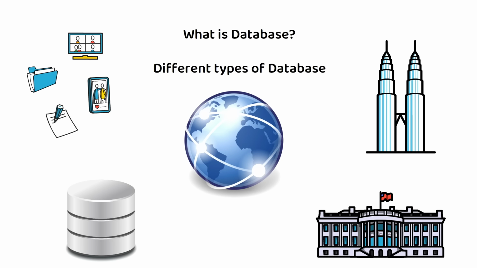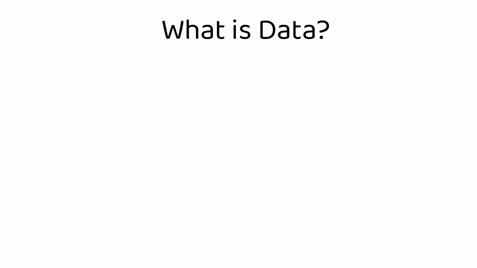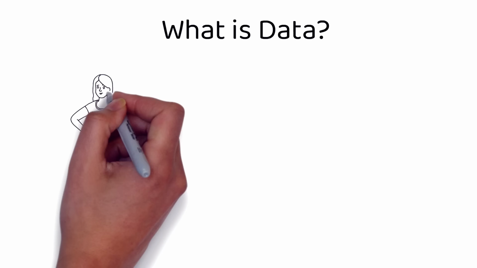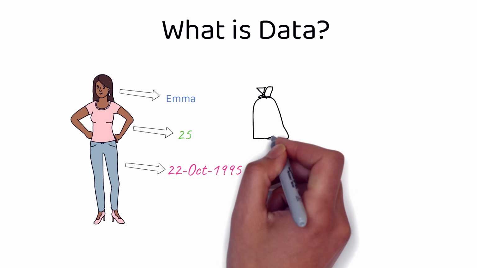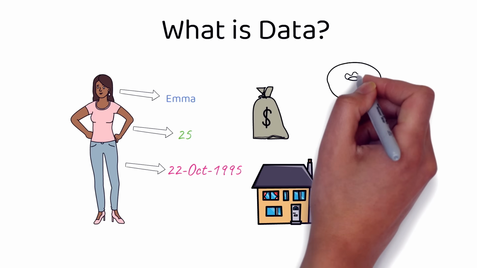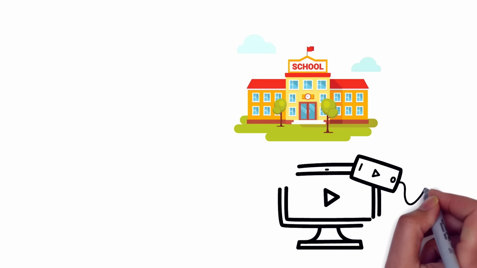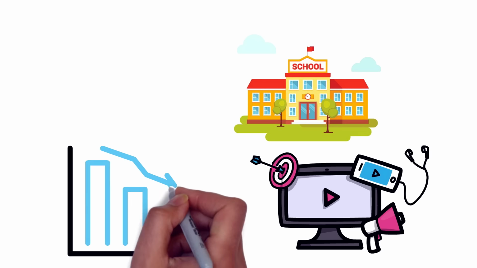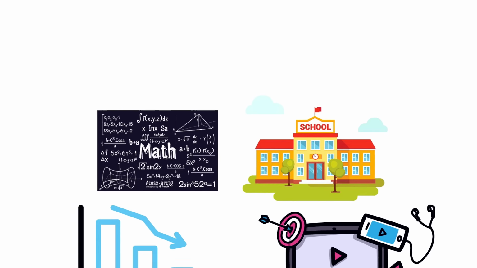But before we talk about database, it's important to understand data. Data can be anything and everything. Any information or fact can be considered as data. Your name, age, date of birth, or any other information such as your house address, your bank balance, the vehicle you drive, or even the food that you eat can be considered as data. Details related to a school or a technology or statistics or even mathematics can be considered as data and can be stored into a database.